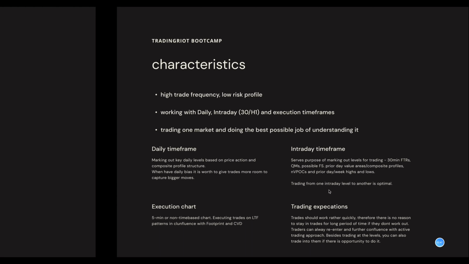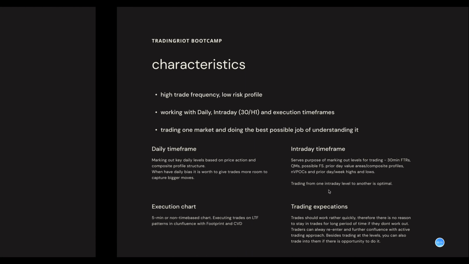So if you take a trade from a 30-minute level, you want to be running the trade to the next 30-minute level. The execution chart will be the chart where you will actually execute the trades. That's going to be the 5-minute or non-time based chart. I use tick charts, but sticking to 5-minute is completely fine. Executing trades on lower time frames, patterns in confluence with footprint and cumulative volume delta.